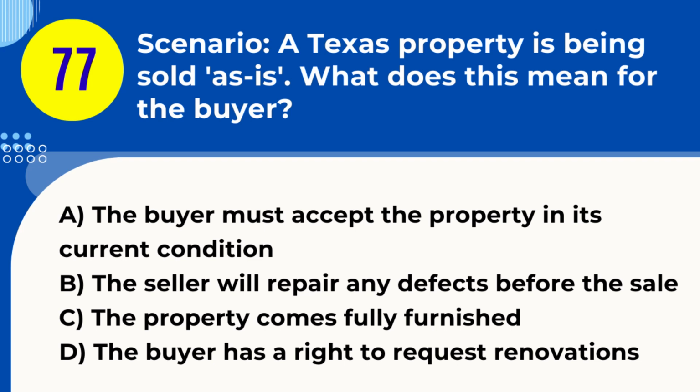Answer: A. The buyer must accept the property in its current condition. Explanation: When a property in Texas is sold as is, it means that the buyer agrees to purchase the property in its existing condition without the seller making any repairs or improvements. The buyer assumes the risk of any issues or defects the property may have.